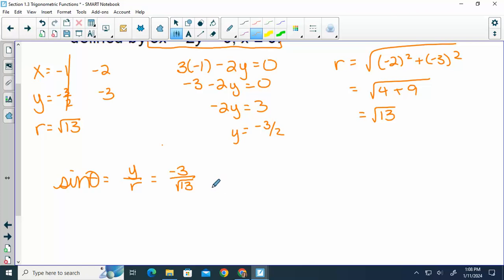What's wrong with that? Okay, how do we get a radical off the bottom? Multiply by the radical. So we get -3 radical 13 over 13. Okay, so for cosecant, we know that's r over y, right? It's just square root of 13 over -3.